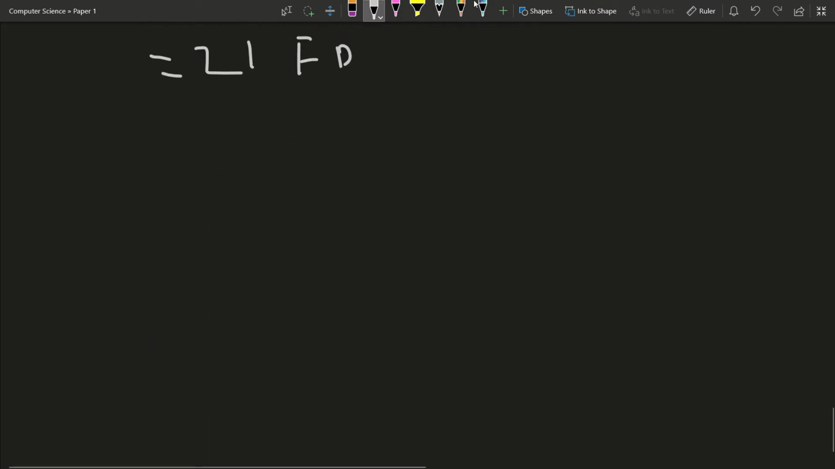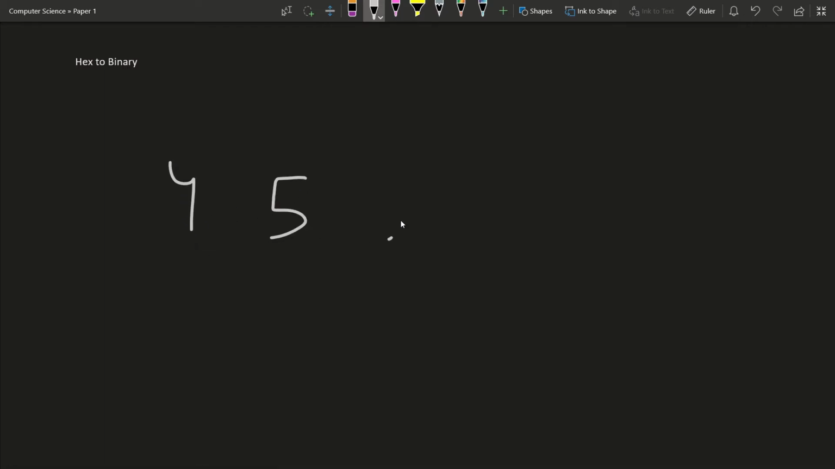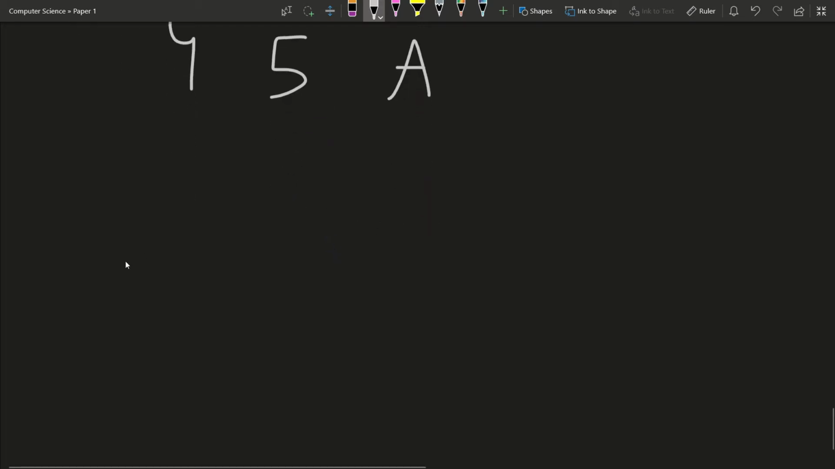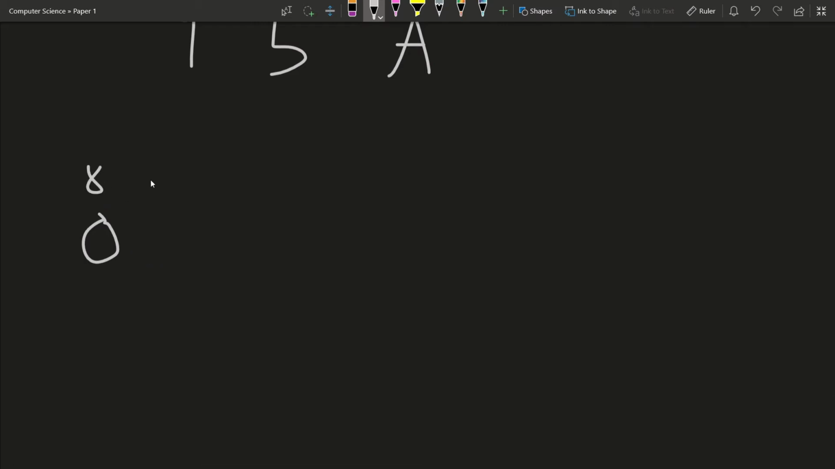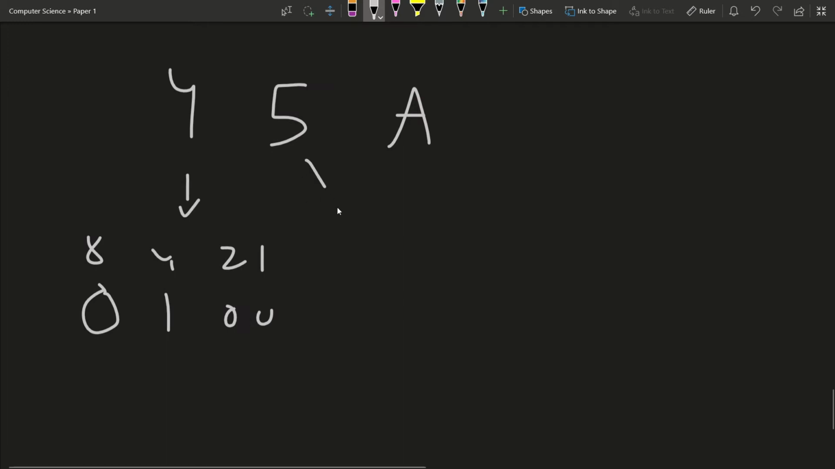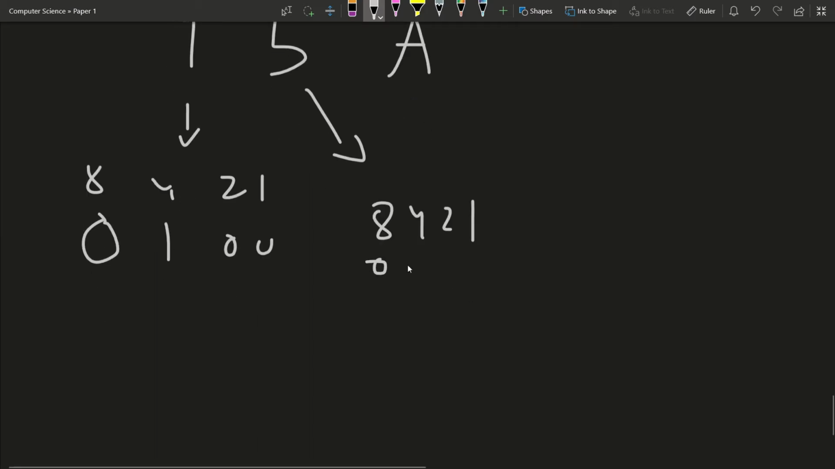Now, let's say we are going to do vice versa, so hex to binary. Let's say you're given the digits 4, 5, and A. This is also kind of straightforward. You can basically figure it out yourselves in binary. So 8, 4, 2, 1. You would write 0, 1, 0, 0 here, and for 5, you would do 8, 4, 2, 1 again: 0, 1, 0, 1, because 4 plus 1 is 5.